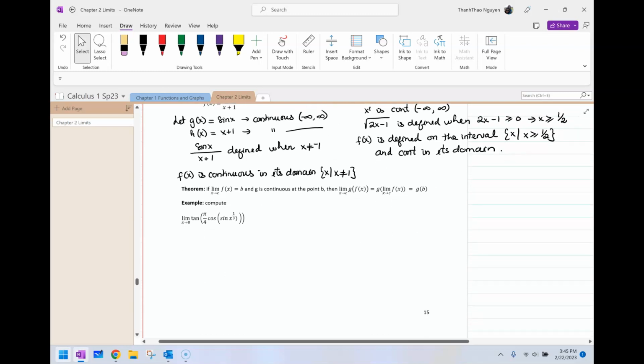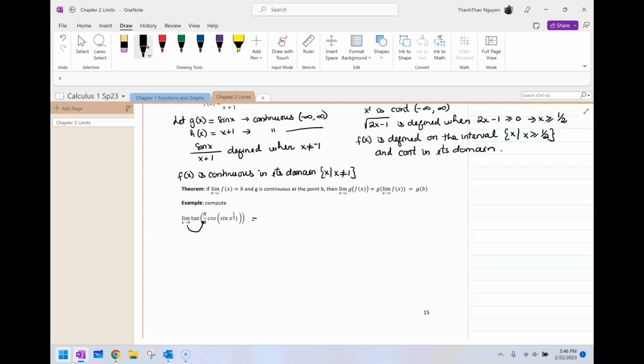If the limit as x approaches c of f of x equals b and g is continuous at the point b, then the limit of the composition function is given as follows. Let's see, we can use that to do some computation. The limit as x approaches 0 of tangent of pi over 4 times cosine of sine of x to the 1/3. What it's saying is we can bring the limit inside. Okay, so let's go ahead and do that.